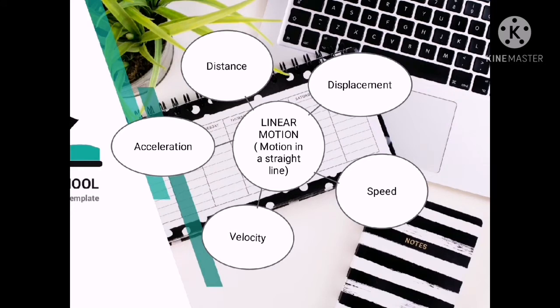First, let's look at linear motion. What does it mean by linear motion? Linear motion means a motion that is in a straight line. In this linear motion, we are going to cover a few subtopics and physical quantities, which are distance, displacement, speed, velocity, and also acceleration.